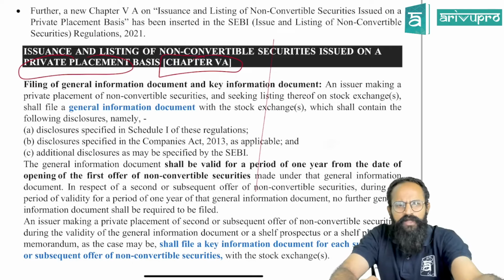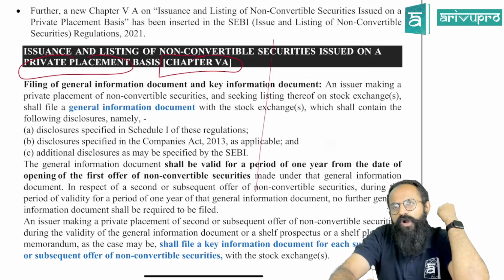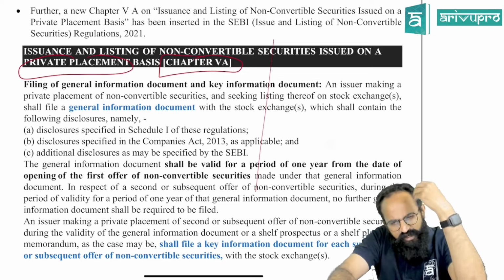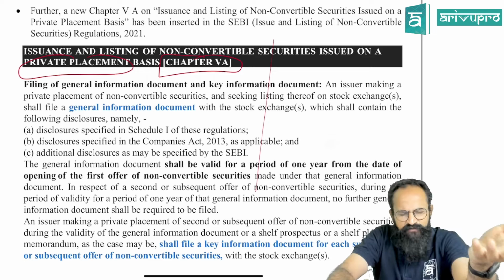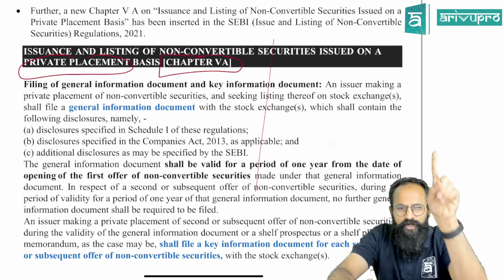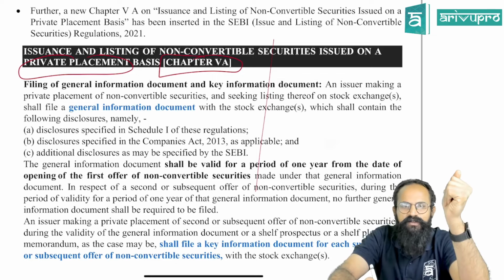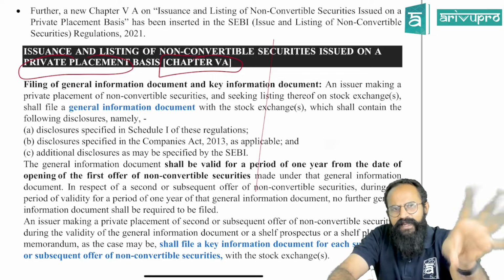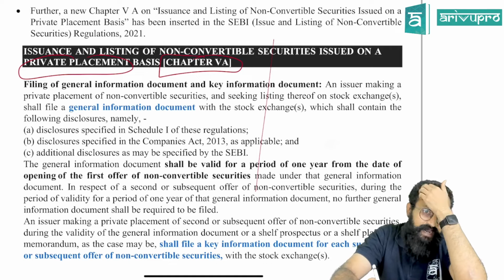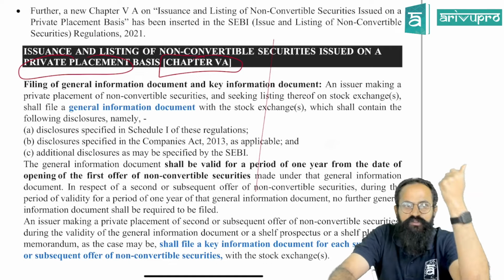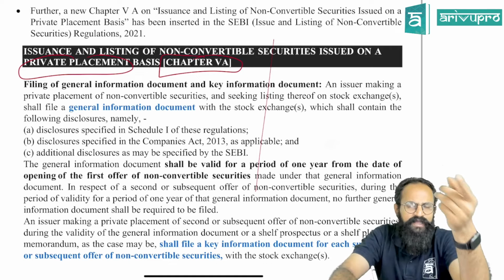Sir, whenever I issue a non-convertible security or any security to the public or investors, there is always one document you issue. The document is called an offer letter. Sir, like that, is there any document in this private placement which I need to intimate to the stock exchanges? Yes, there is a document.